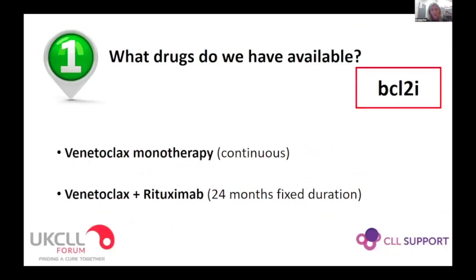So I'm going to move on to the BCL2 inhibitors. In the relapsed refractory setting, we can either give venetoclax as a continuous monotherapy or venetoclax and rituximab as 24 months fixed duration. So that's different to when we use it in the treatment naive CLL setting, where we give it for 12 months with obinutuzumab. In the relapse setting, we're giving it with rituximab for 2 years. And we can have 6 cycles of rituximab and 2 years in total of venetoclax.